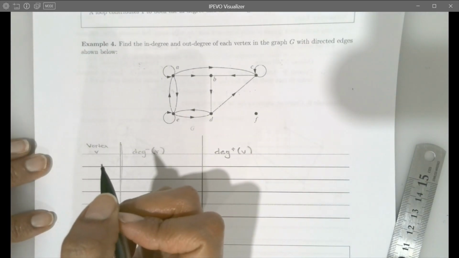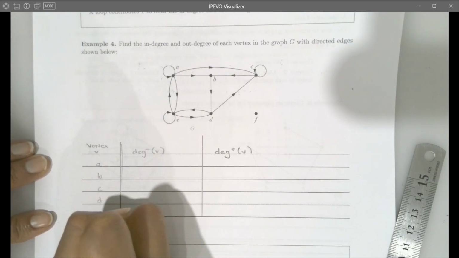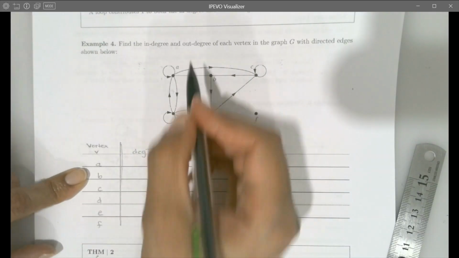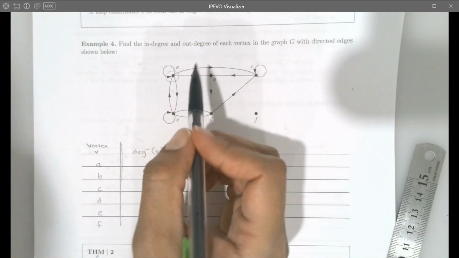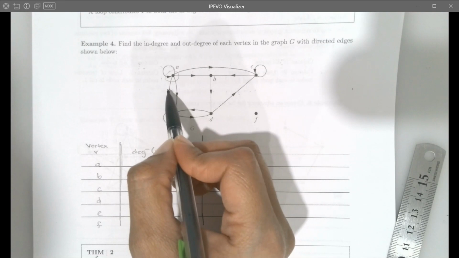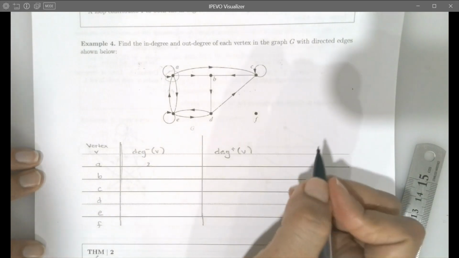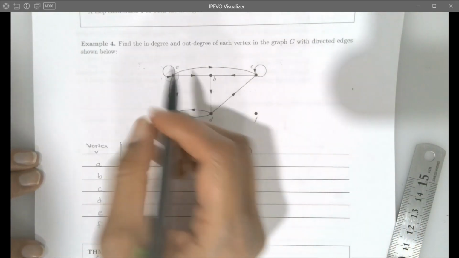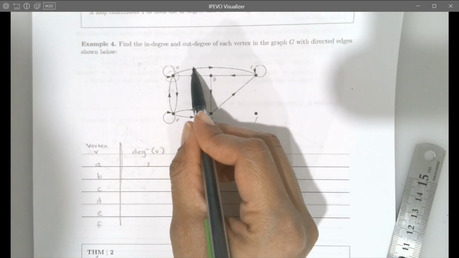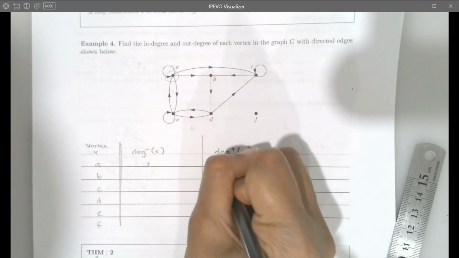And we have 6 nodes, A through F. So starting with A, we have one that comes in from A, then a second one that comes in from E, and that's about it. So the in degree of A is 2. The out degree of A, we have one that goes out to C, out to B, and out to E. So that's a total of 4.